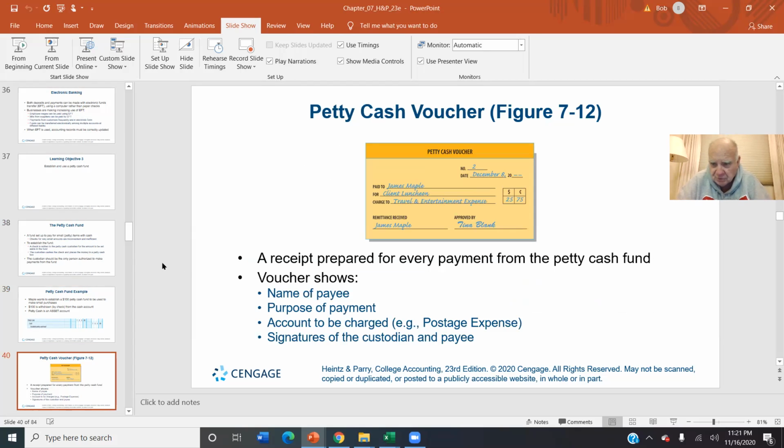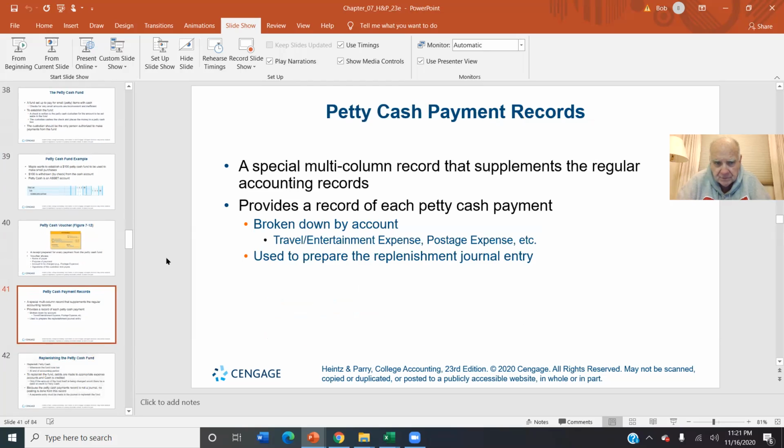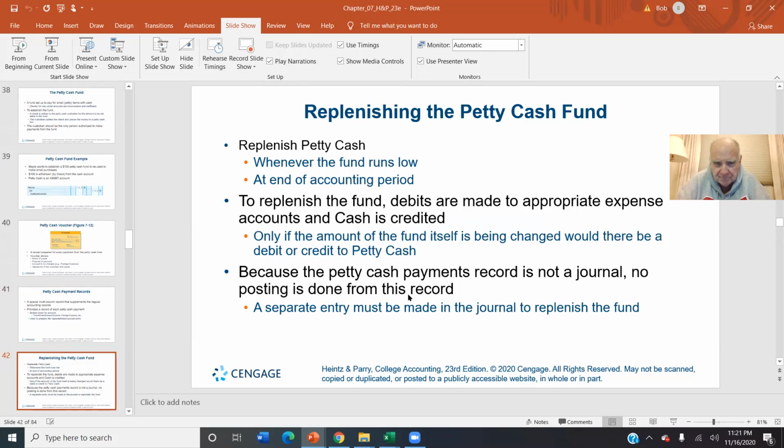So the petty cash custodian typically has a receipt exactly like this. I don't think this has changed in the history of the world. It's just a piece of paper, and he or she quickly writes out, well, I'm paying James Maple. He took a customer out to lunch, and here's the amount, and everybody signs it. And that goes into your petty cash box until the end of the month. And you're going to keep track of the petty cash payments in a multi-column record that supplements the general ledgers. It provides a record of each payment, and it'll be broken down into the categories you use most frequently, okay?